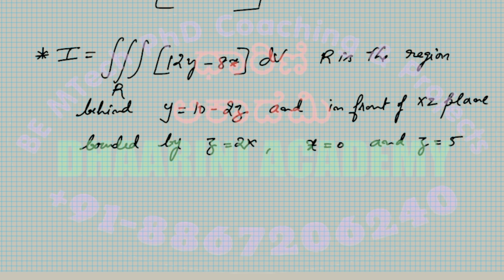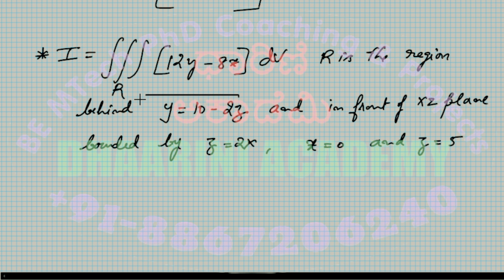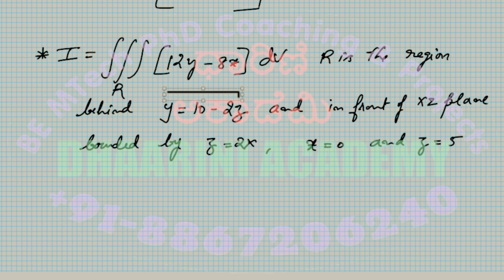So what should be the boundary region that you have to decide? I know that z varies from 0 to 5 because I am looking at the xy plane. The xy plane will always have the value of z as 0 only. Sorry, xz plane, my mistake. In the xz plane, y is equal to 0. So I got a limit of y. The minimum value of y is 0, and the maximum value of y is this one, because behind means it should be lesser than this one. So I could understand that from this equation.